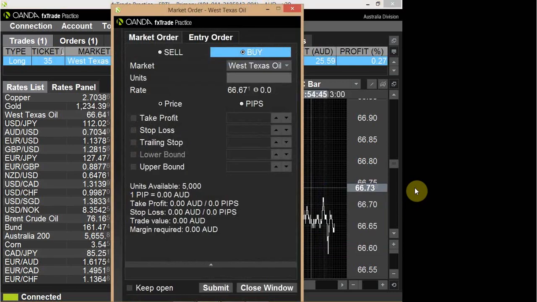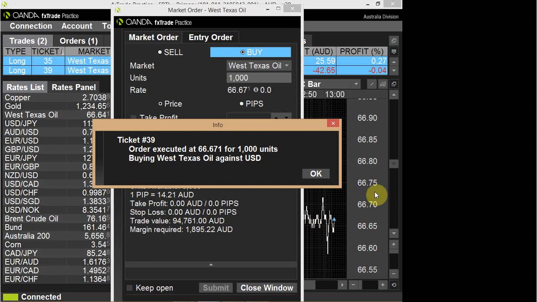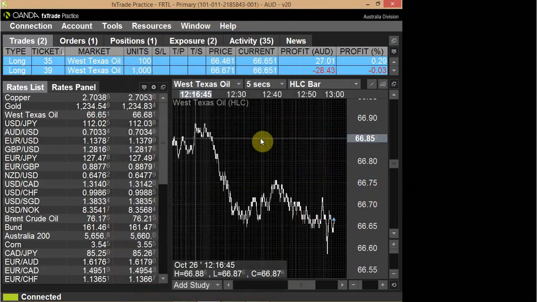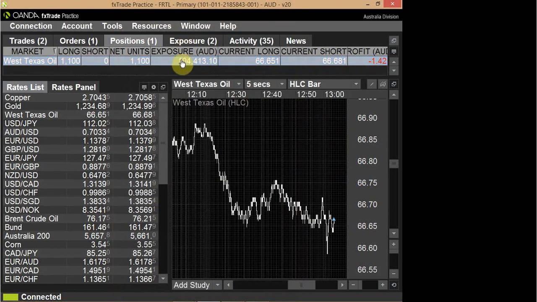Just as an example, let's say I'll do 1,000 barrels of crude oil and I'm going to just buy it. And then it says order executed. Now if you see my position, I already had a long position of 100 barrels, so you can see here I have a long position of 1,000. What will happen now? This particular transaction I did is my hedge transaction, as CFO of Singapore Airlines.